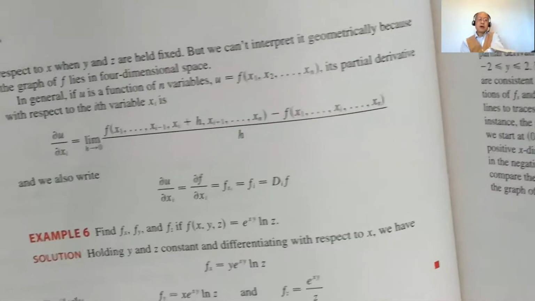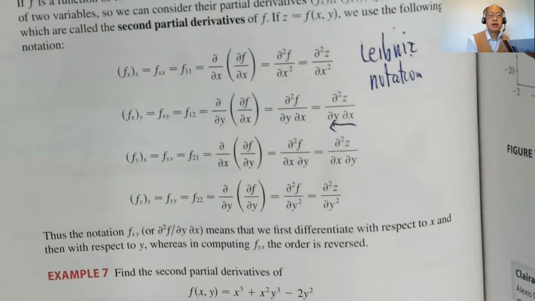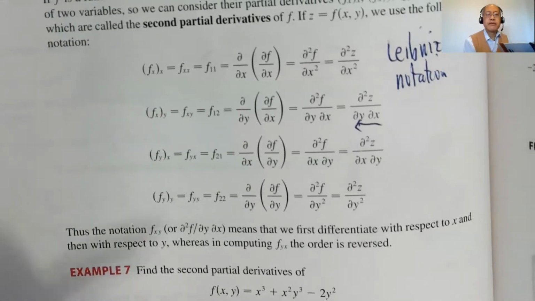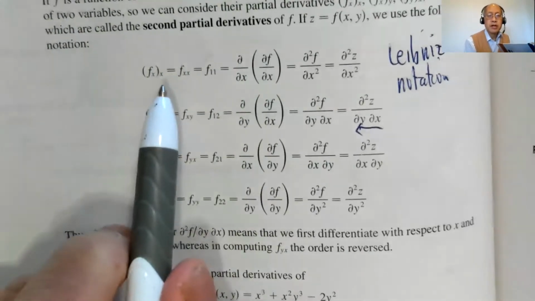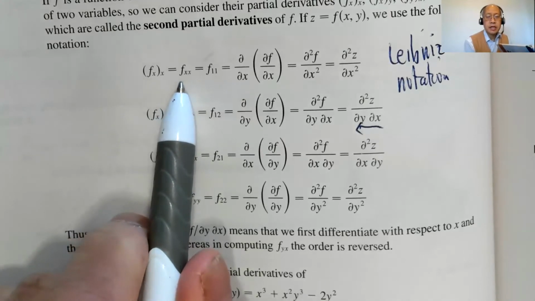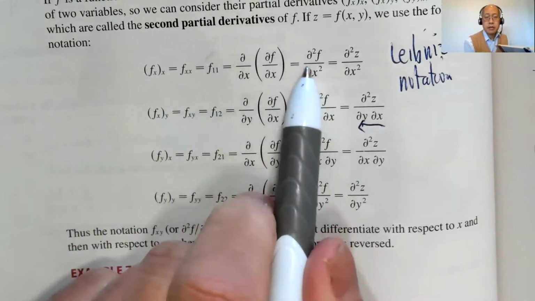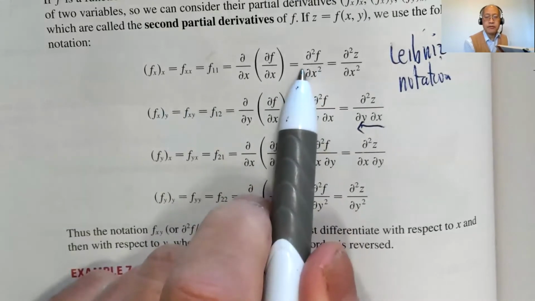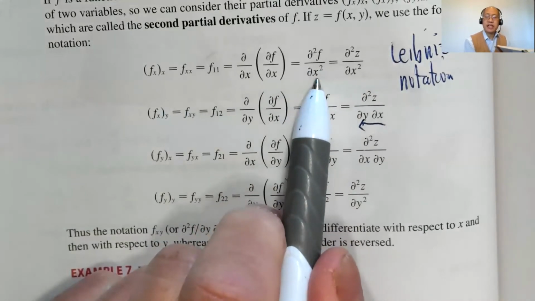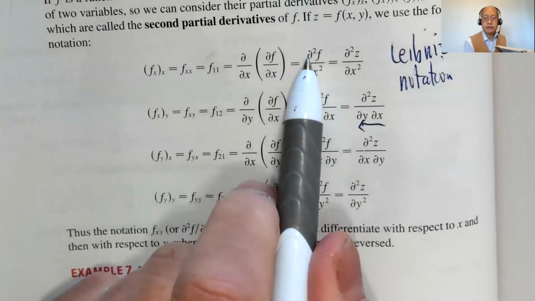Higher derivatives, how do you write it? On page 918. Second derivatives, plural, you're going to have fxx. That means take the derivative with respect to x and differentiate again with respect to x. Here's the funny Leibniz notation. The funny d squared f over the funny dx squared. So that's kind of like what we did for Calc 1, except instead of d, you have the funny backwards 6.